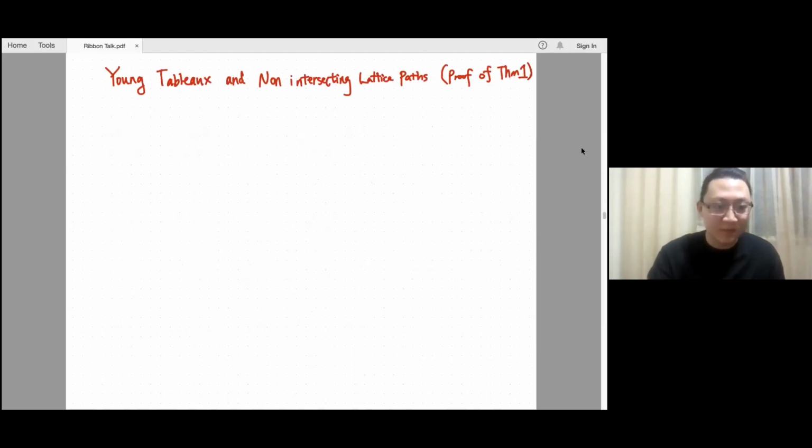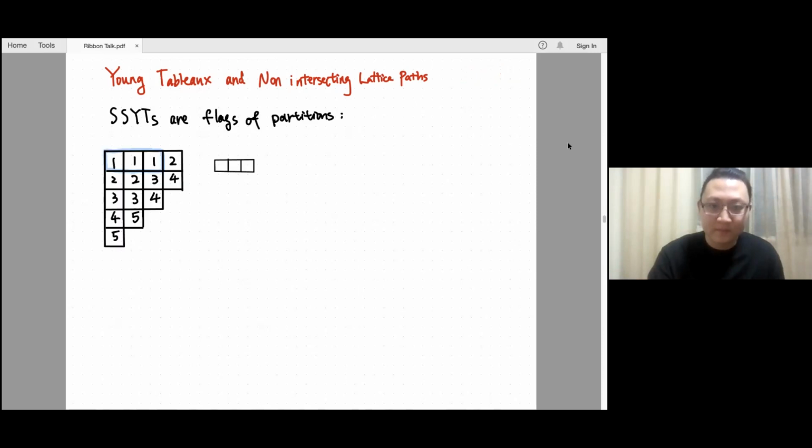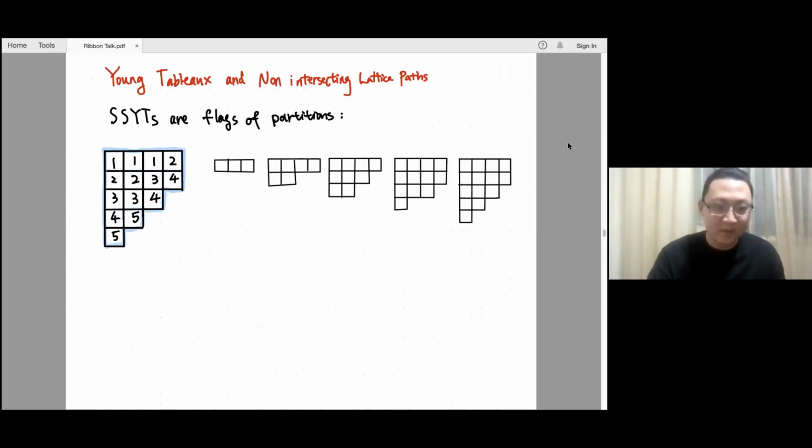All right, so now I've finished all the definitions and I'm going to prove our first theorem, that the lattice model for Schur polynomials indeed gives Schur polynomials. First of all, we're going to view a semi-standard Young tableau as a flag of partitions. So we first look at the subshape containing 1, then the subshape containing 1s and 2s, then 1s, 2s and 3s, including 4, and then 5. And there is an empty partition on the left-hand side that I didn't draw.